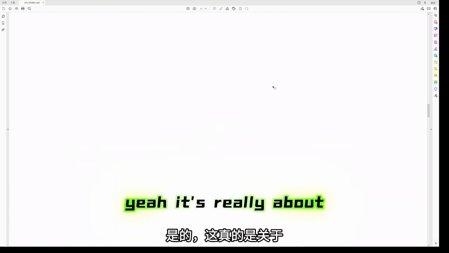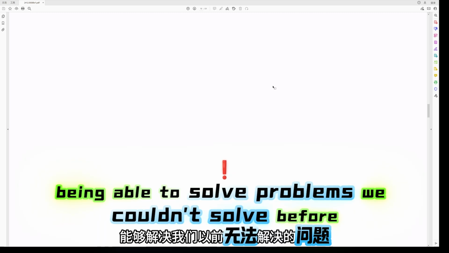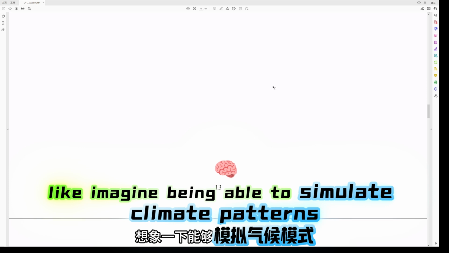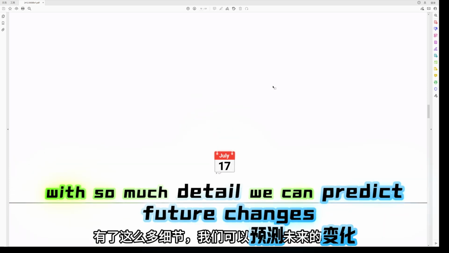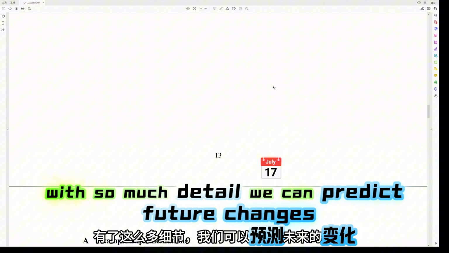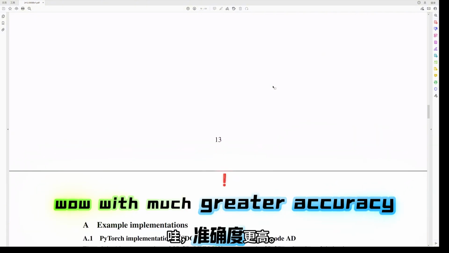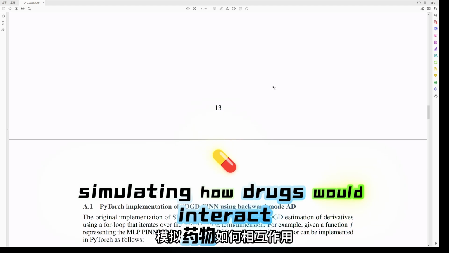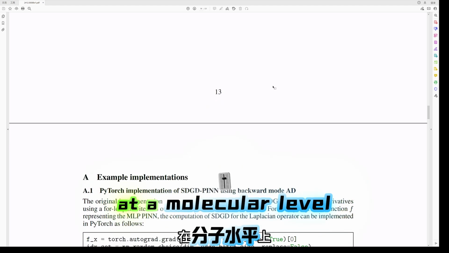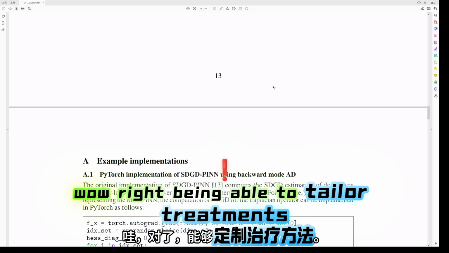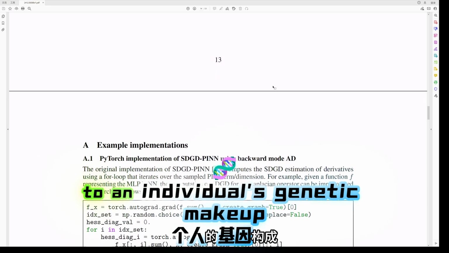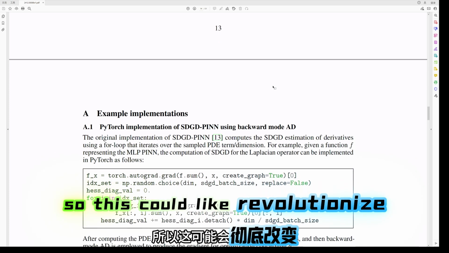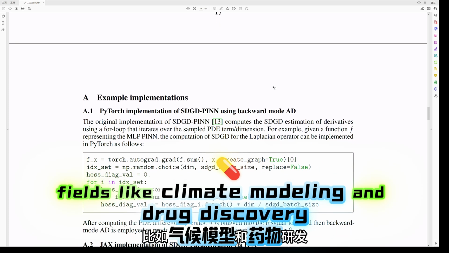Yeah, it's really about being able to solve problems we couldn't solve before. Like, imagine being able to simulate climate patterns with so much detail we can predict future changes with much greater accuracy. Wow, that'd be incredible. Or being able to design personalized medicine, simulating how drugs would interact at a molecular level, right? Being able to tailor treatments to an individual's genetic makeup, that's what we're talking about. So this could revolutionize fields like climate modeling and drug discovery.